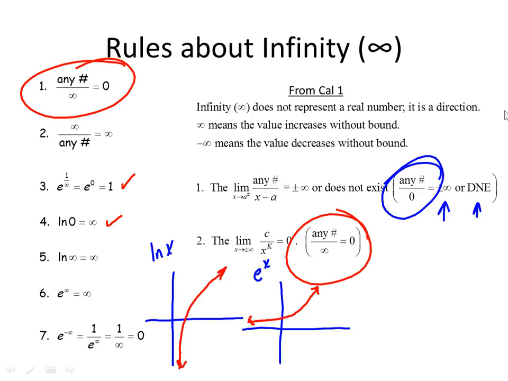Remember this? Negative exponent means reciprocal. And so you get 1 over infinity. Well, that takes you back to number 1. Any number over infinity goes to 0. So a lot of these go hand in hand. You just have to remember them. And it's a lot, and it's on your cheat sheet, so you're good.